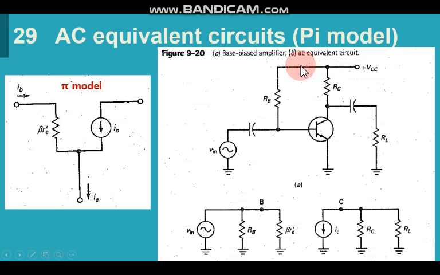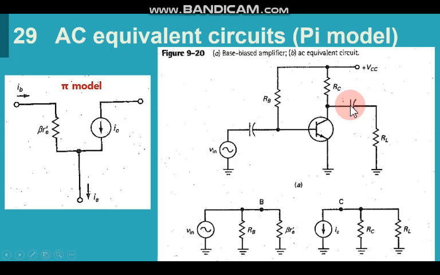The voltage source and the DC will be shorted to ground. So you can see that RB is connected to ground, RC is connected to ground. From the voltage source you have RB and ground. At the base you will have beta RE dash and emitter ground. Then the collector is represented as a current source, and this is C.